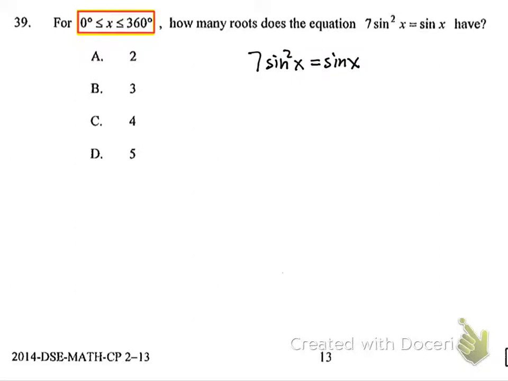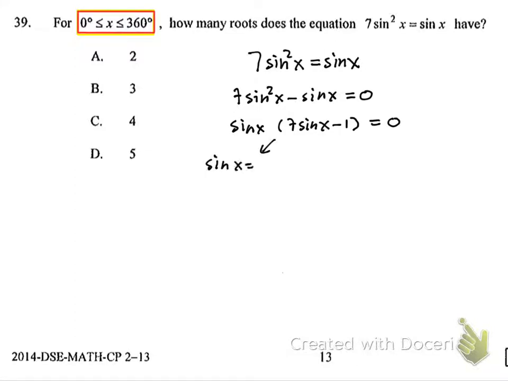So instead of cancelling, maybe it is a better idea that you collect all those terms onto one side, equal to 0, and then do a factorization. So you have sine x times 7 sine x minus 1 equals 0. Now you see there are two possible solutions here. It's either sine x is 0 or 7 sine x minus 1 equals 0, and this one goes to sine x equals 1 over 7.